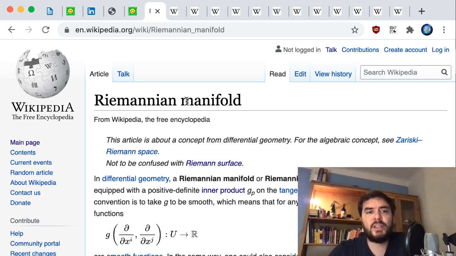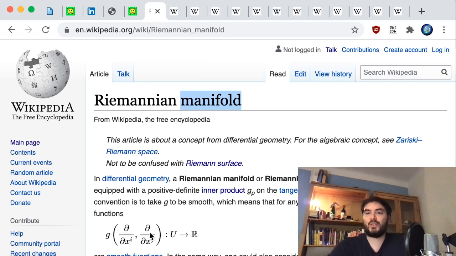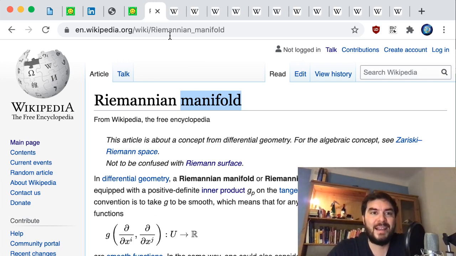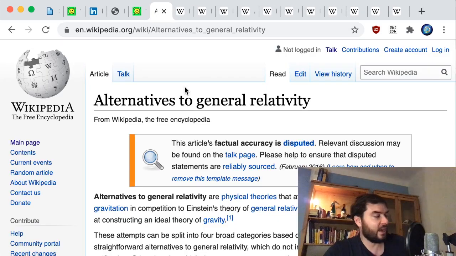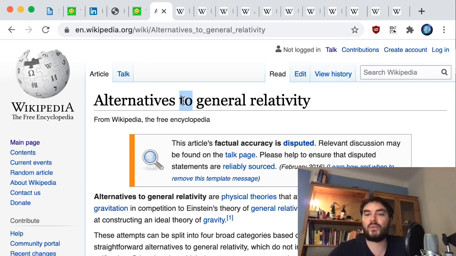Okay, so what we will need is to understand what the Riemann metric is. Obviously, I want to keep this video more or less short, so I will not actually explain anything about it. But that's an ingredient. Then there is this very nice Wikipedia page that I can recommend. It is also a little bit of a hidden gem, where you see listed a whole list of alternatives to general relativity.